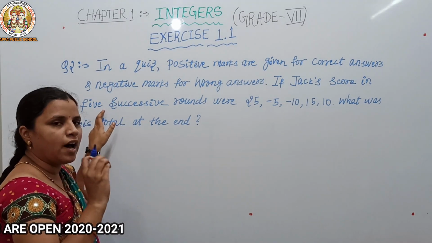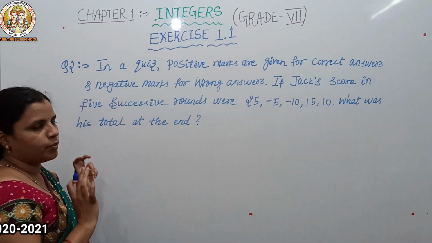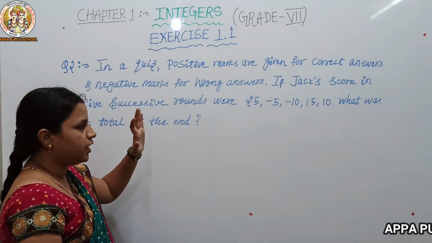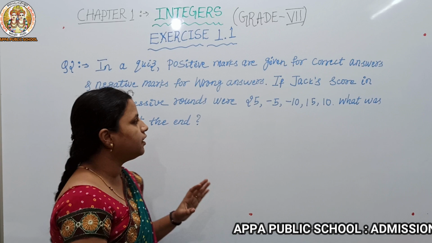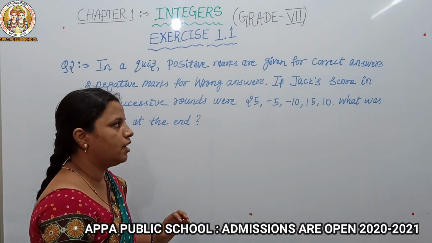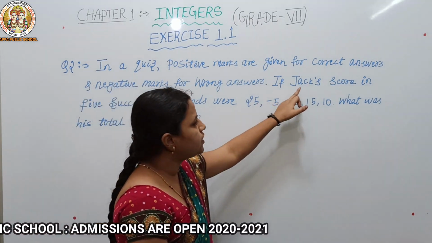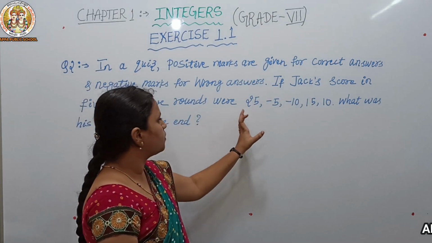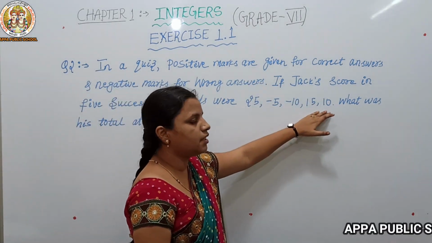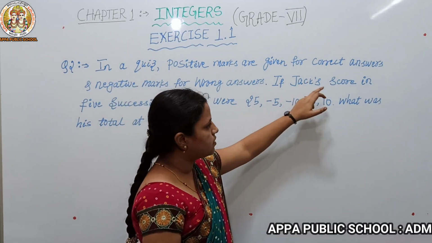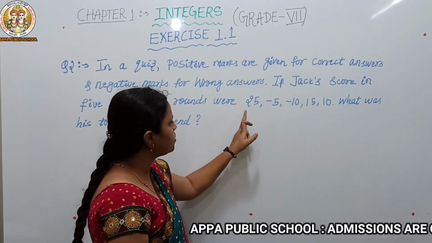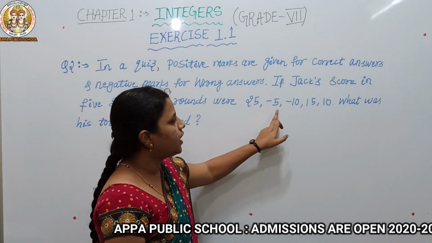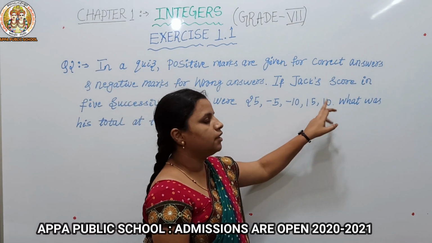There are 5 rounds in a quiz competition. Just imagine that there is a quiz competition held in the school. And one of the students, Jack, scored some marks. These are the marks, or the score, of Jack. What are those? 25, minus 5, minus 10, 15, 10.